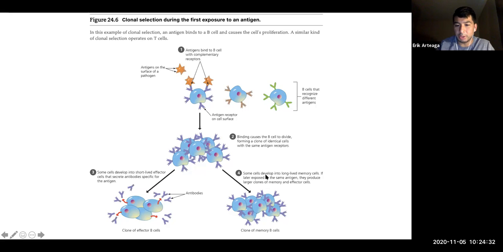Some of the cells develop into long-lived memory cells. If later exposed to the same antigen, they produce larger clones of effector cells. These clone memory B cells are going to be housed in your bone marrow. If that antigen comes back, let's say you get another infection with the same organism or the same virus, this provides a quick level of protection. This allows your body to respond more rapidly to that infection and more appropriately.